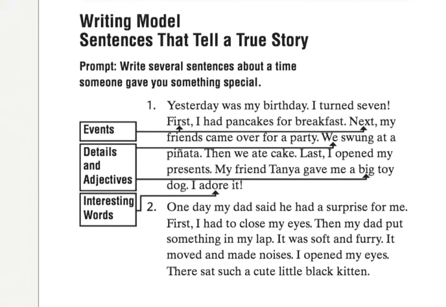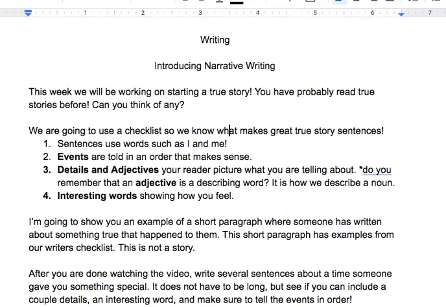So right now, you can write several sentences about a time someone gave you something special. It doesn't have to be long, but see if you can include a couple details, an interesting word, and make sure to tell the events in order.